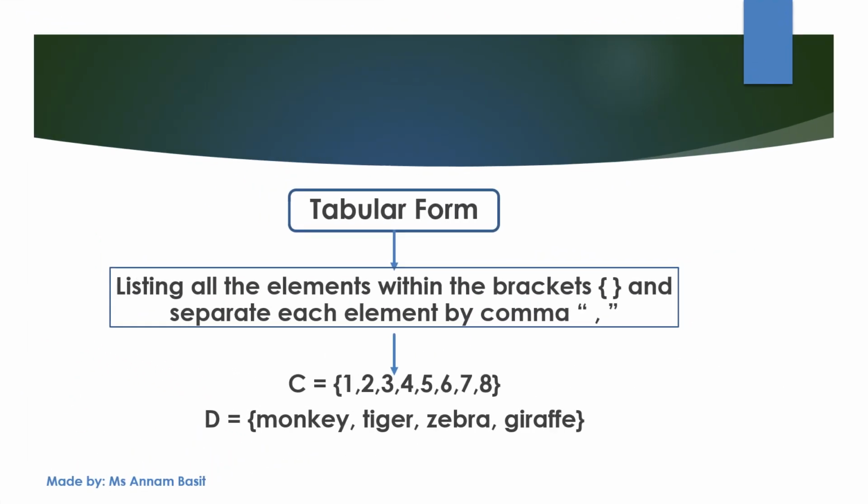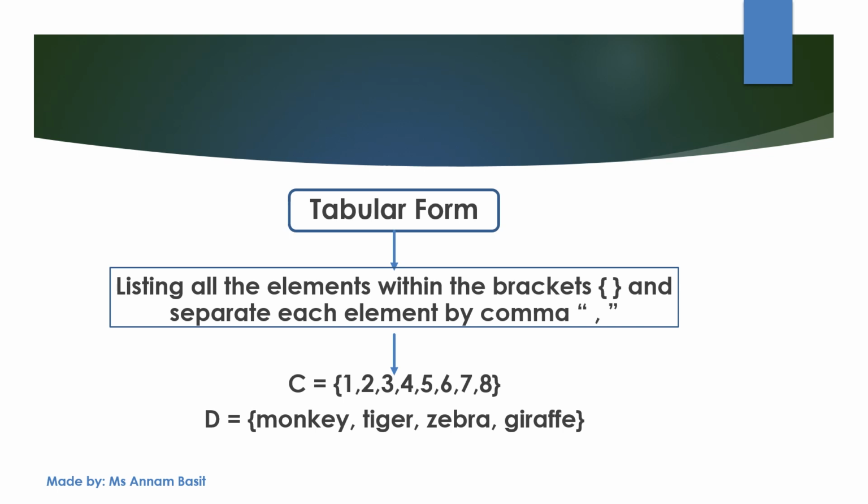So now let's look at what tabular form is. Basically, the tabular form is that you list all the elements within the curly brackets and then you separate each element by a comma. This is what we were basically doing in the examples before. This is the actual form of how you present a set. So this form is called a tabular form. For example, C is equal to {1, 2, 3, 4, 5, 6, 7, 8}. So it's written between the curly brackets and each element is separated by a comma.